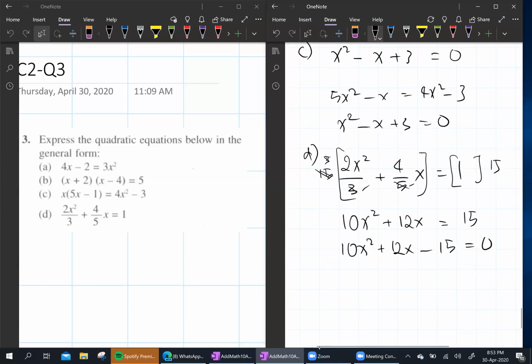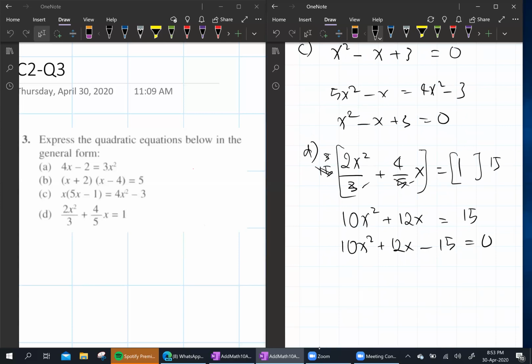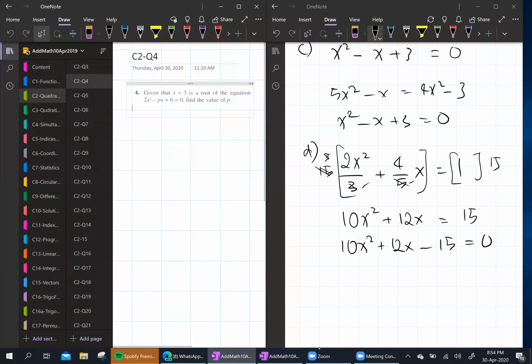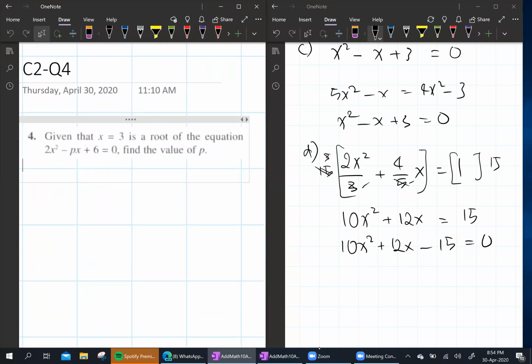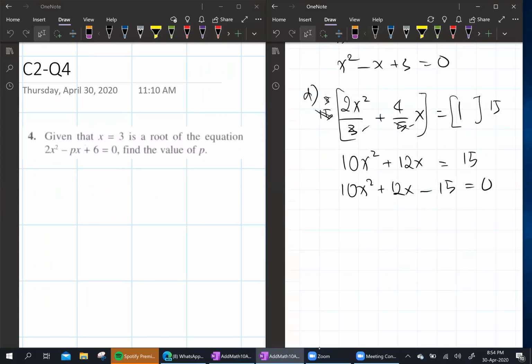Can understand? Yeah, okay. Right, that's question number 4. Read the question, see whether you understand or not. Given that x, try to find out whether the value is 3 or not. Is it? No, they want you to find the value of p. Oh, okay, I'll try.